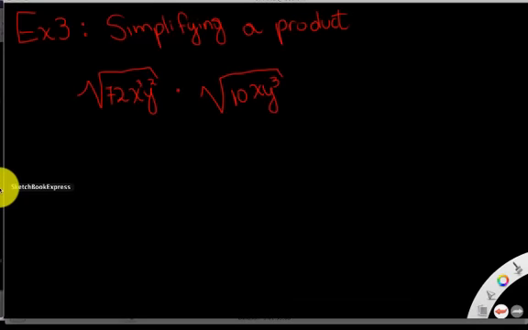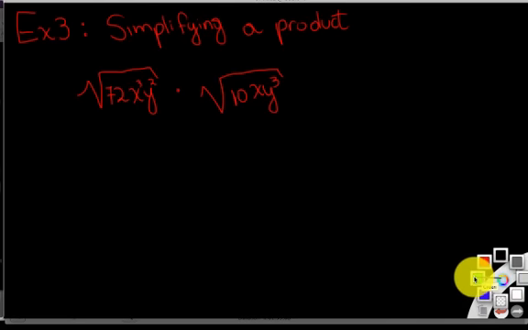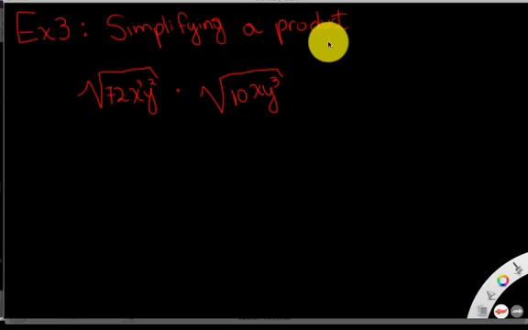Okay guys, so we're going to continue with the third example from this section, which should be 5-2. Notice that we have, so let me read what we have. It's simplifying a product. Where do I get the word product? Because we're multiplying two different radicals.